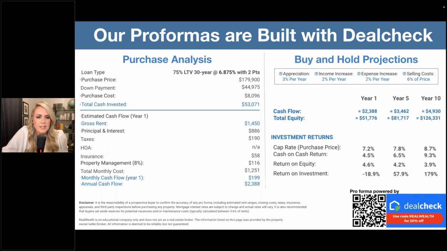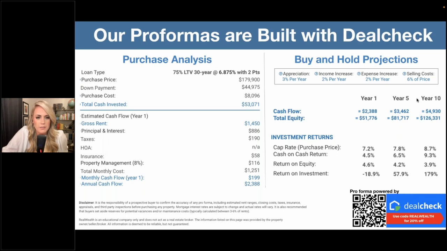The left-hand side of the slide is the purchase analysis. So this is a standard year one projection cash flow pro forma, right? Explaining all of the fixed monthly expenses. We've got our gross rent there, $1,450. Our principal and interest payment, $886. Taxes, $190. HOA, not applicable for this property. Insurance at $58. Property management of 8% of the rental income is $116 a month. So our total monthly cost is $1,251. When we take our rental income and subtract our known expenses, this gives us a projection of $199 of cash flow per month.